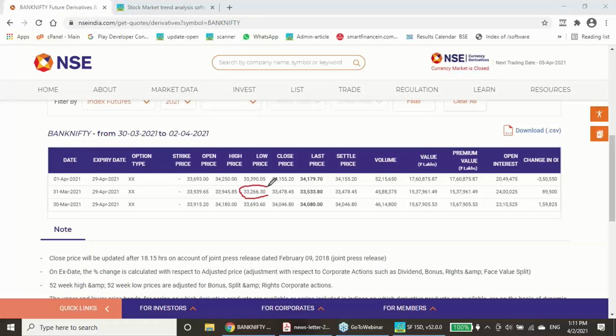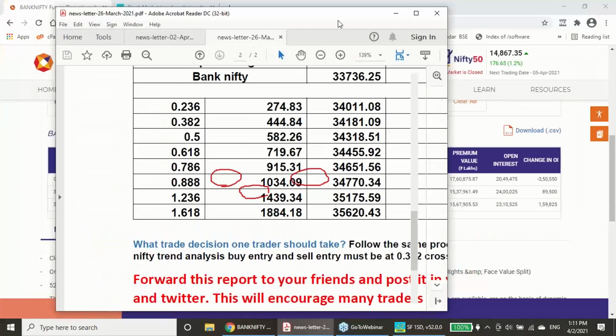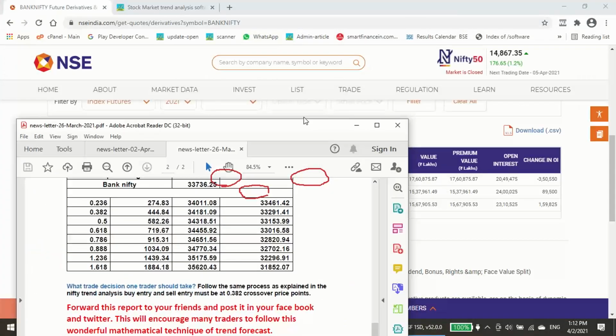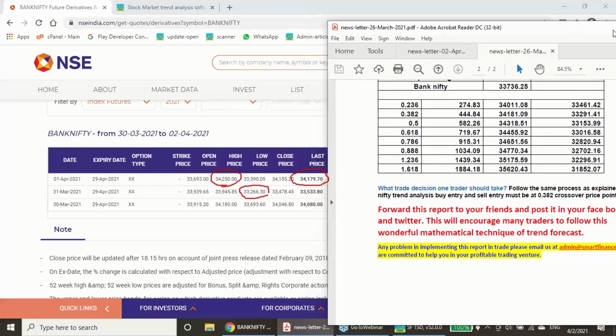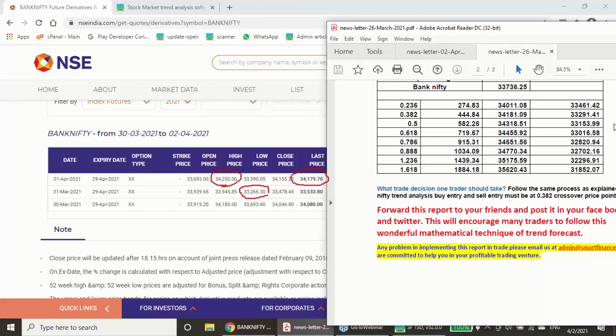33,266 was the low it has made, and it has made a high of 34,250, and it has closed at 34,179. So these are the records we have for the 3 trading days. So if I just compare these values with my readings, what I got from here, and how far my readings were true or not, you can see it from here.